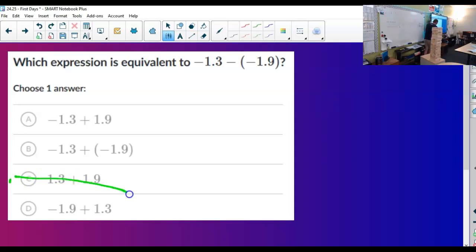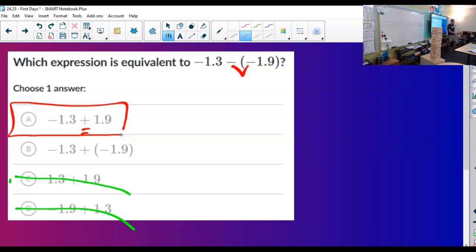Well, this one is not correct because that 1.3 is positive. This is not correct because they switched the order. What is it? Well, all we did here, these become what? Positive. A plus, right? Plus a positive. This would be our correct answer. That's on your homework and that's in the review game.